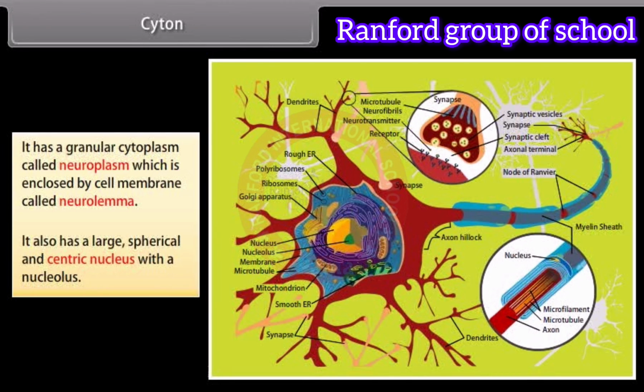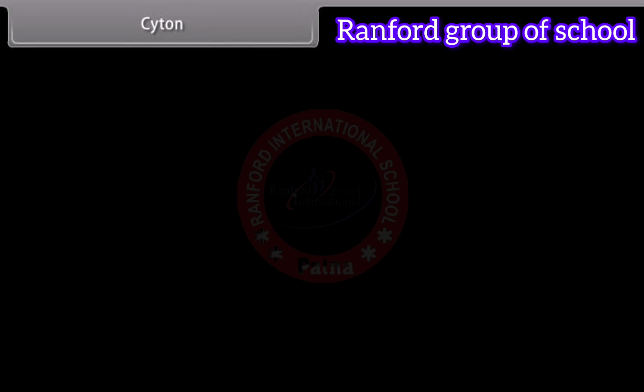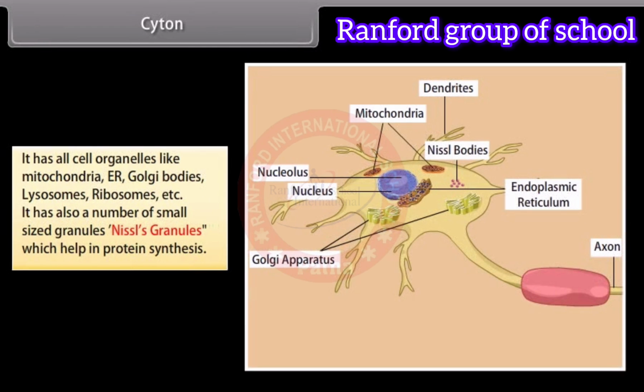It also has a large spherical and centric nucleus with a nucleolus. It has all cell organelles like mitochondria, ER, Golgi bodies, lysosomes, ribosomes, etc. It has also a number of small-sized granules, Nissl's granules, which help in protein synthesis.